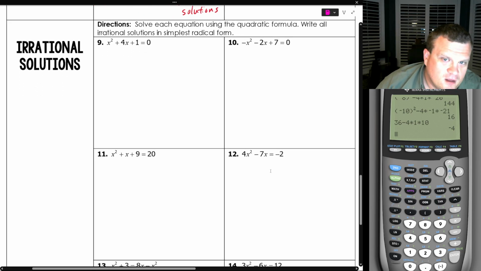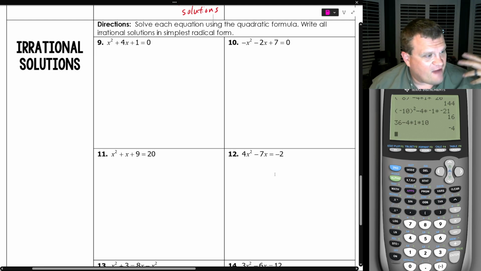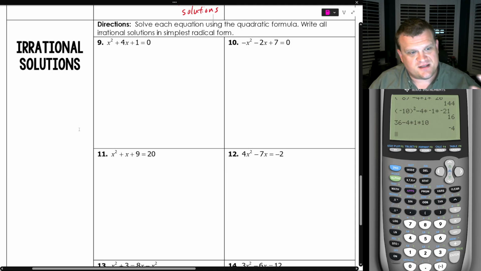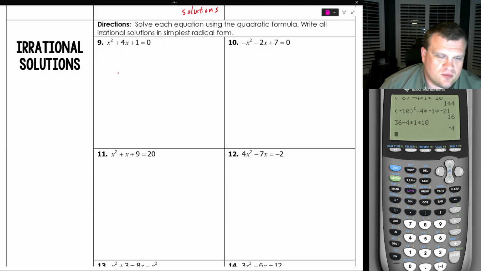All right. Irrational solutions. Again, what happens with this is when we have radicals that don't simplify, that we can't take the square root of. And it's not because it's a negative number and it's impossible. It's because it's not a perfect square. So we were left with an irrational value, right? So looking at number 1, it's already in standard form. We're ready to party. We're going to say that A is 1. We're going to say that B is 4. And we're going to say that C is 1.